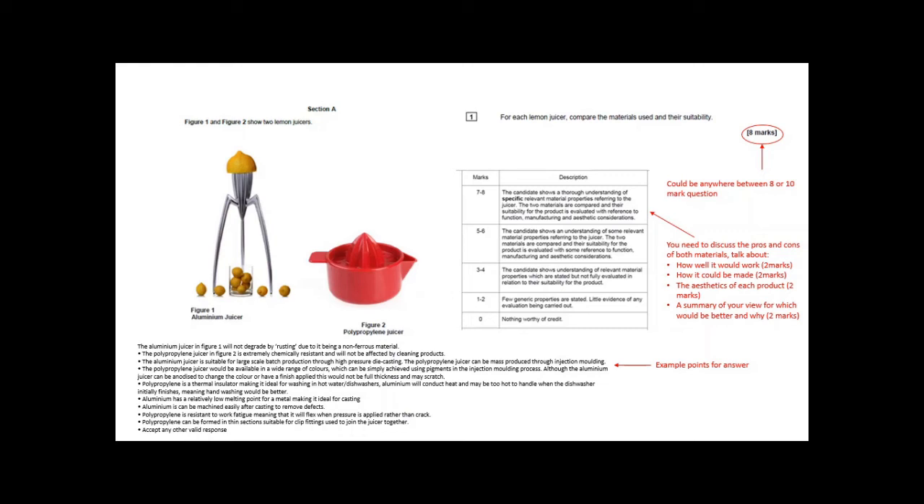There are other answers available as well, so that's why it always says at the end of the marking criteria, accept any other valid response. So that's a typical 8-mark product analysis question. It's given you two products, it's told you what the materials are made from, then it wants you to compare them about the materials and their suitability. So you make sure you're talking about their properties of the materials, how it could be made, and things like that. So the next one is a 6-mark question.